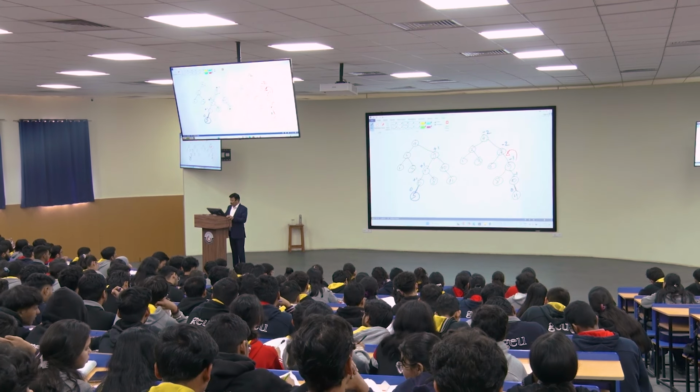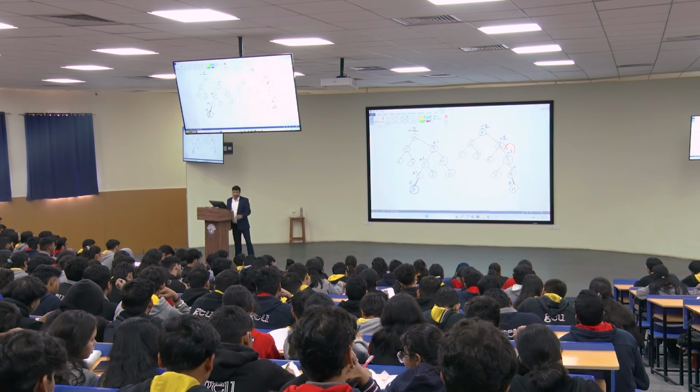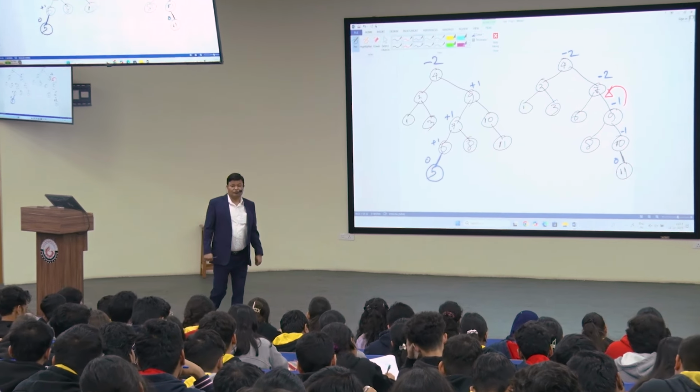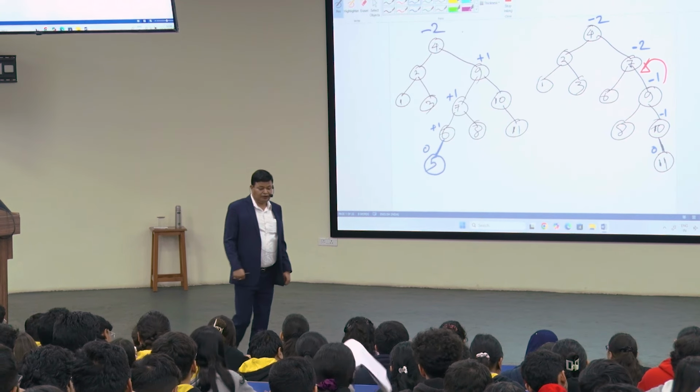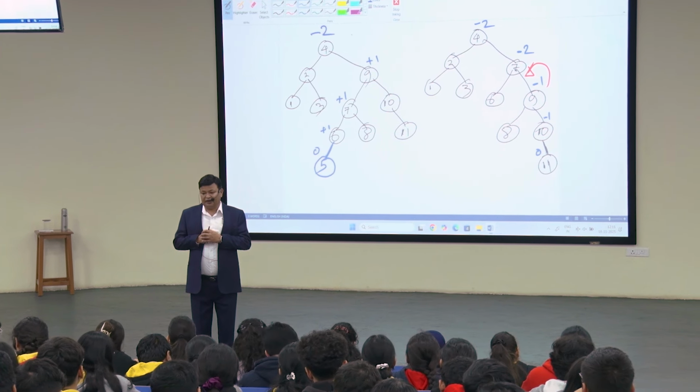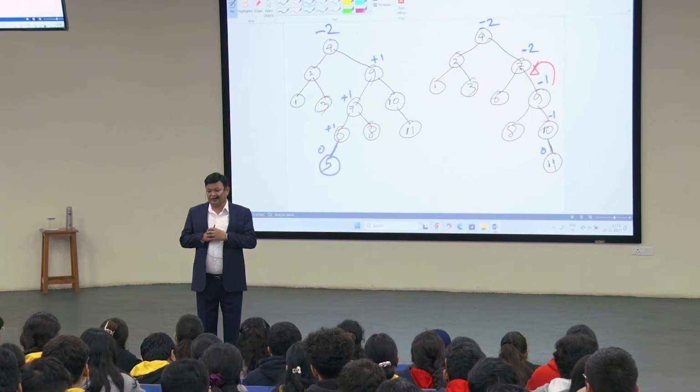4, 1, 2. So this is minus 2. So now you have a situation of plus 1 and minus 2. It means you will require 2 rotations. One rotation will be at the child and another rotation will be at the parent.